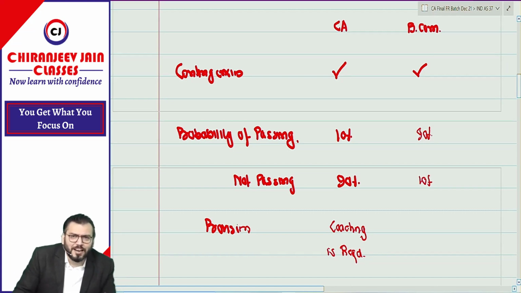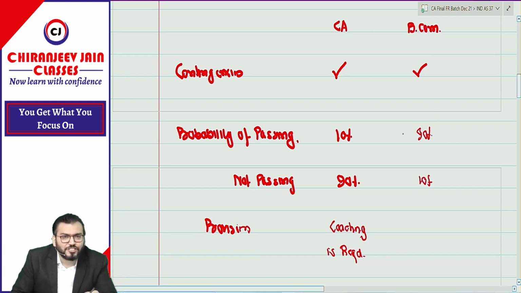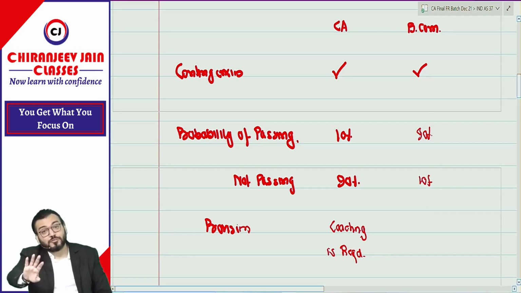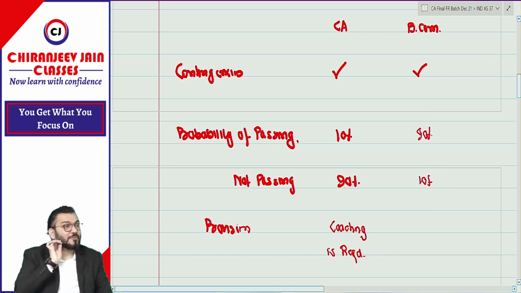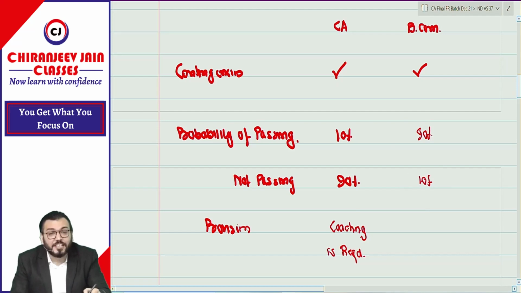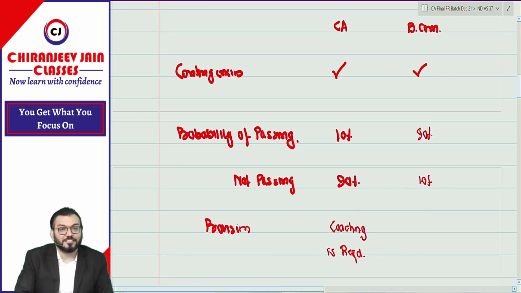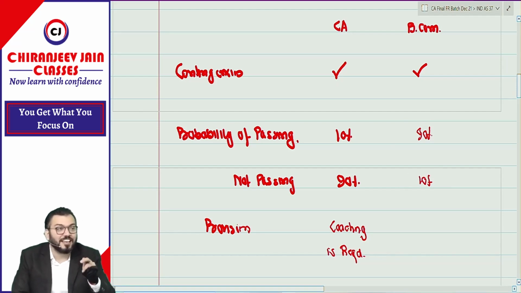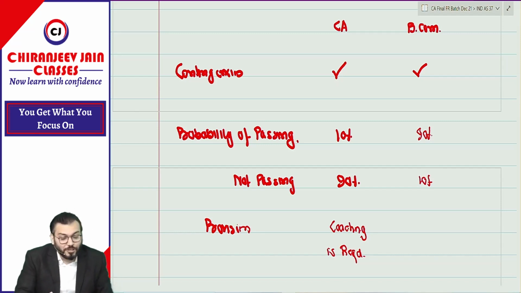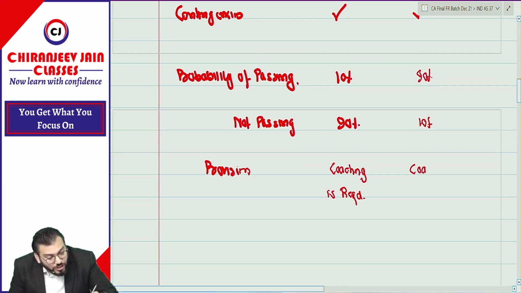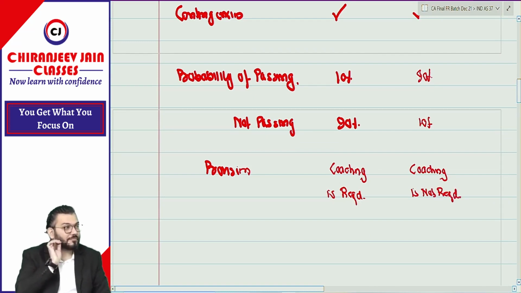But whether any coaching is required, I have never seen any BCom student taking coaching class unless the situation is reverse. Means provision is required in the Ram case, provision is not required in the Ravan case. But both have contingencies in their life. Yes or no? So can I say coaching is not required here? I hope you are understanding whatever I am saying.